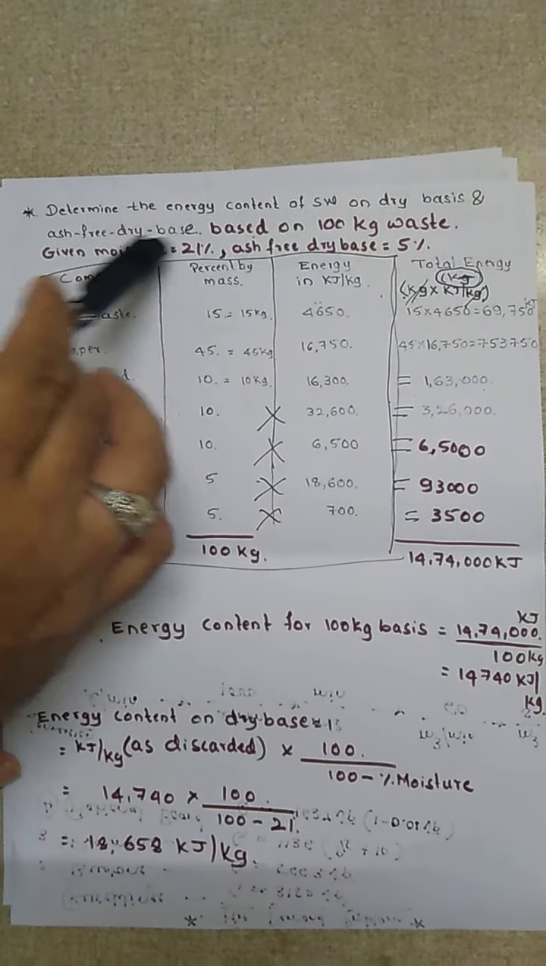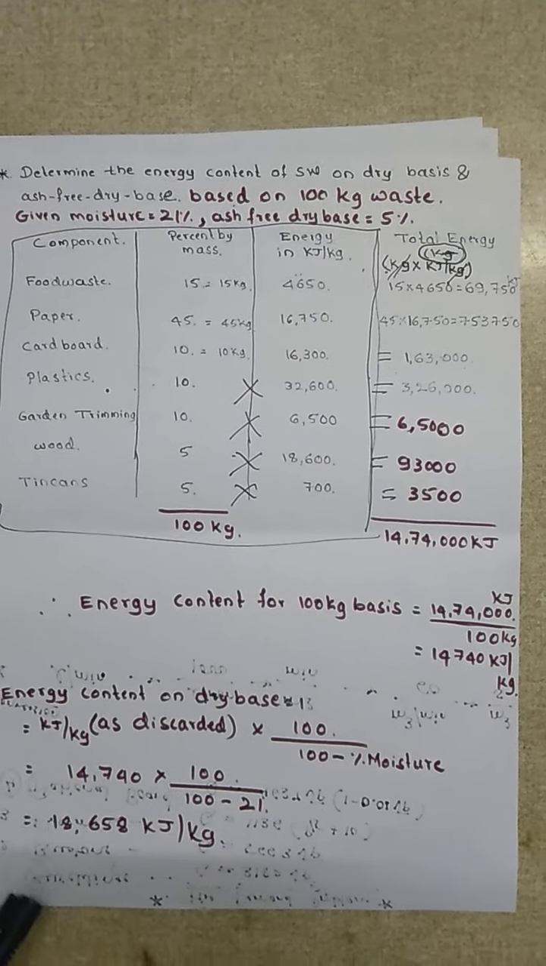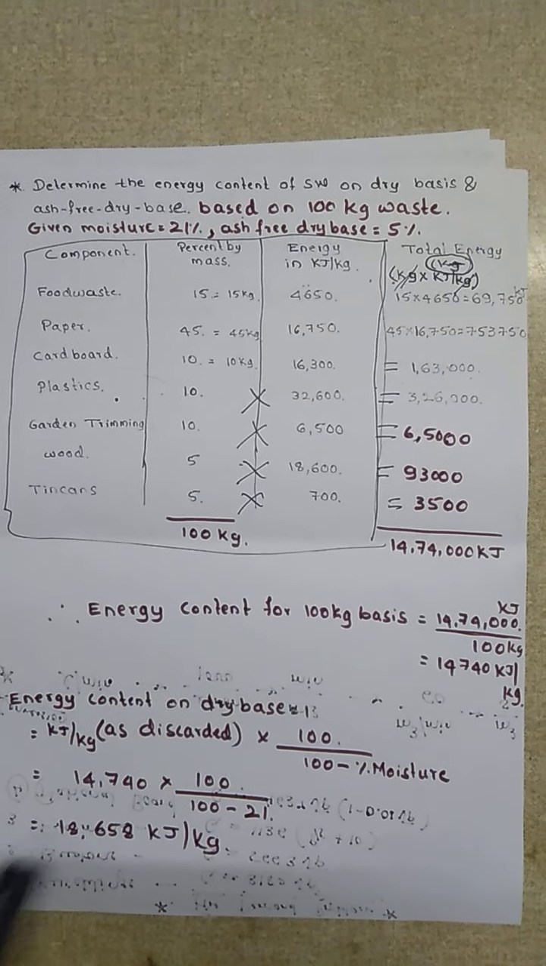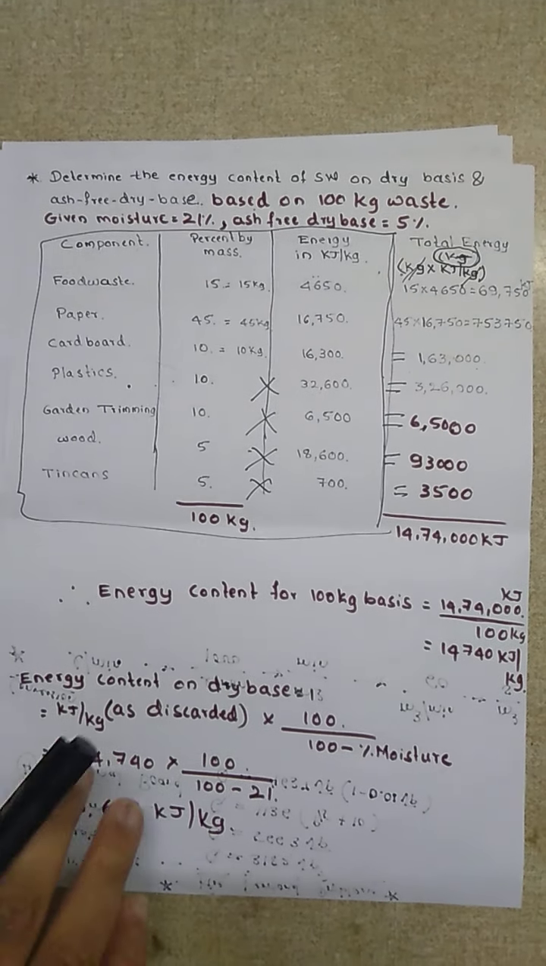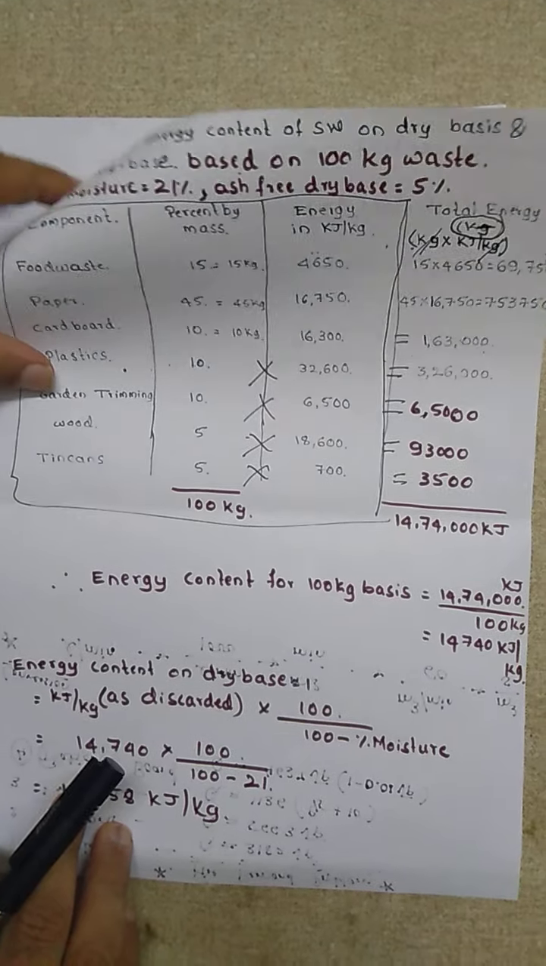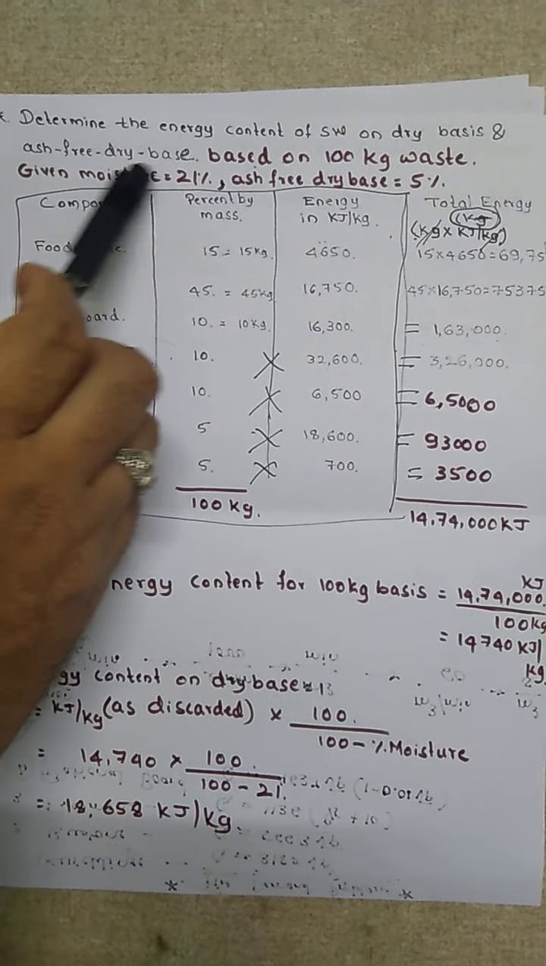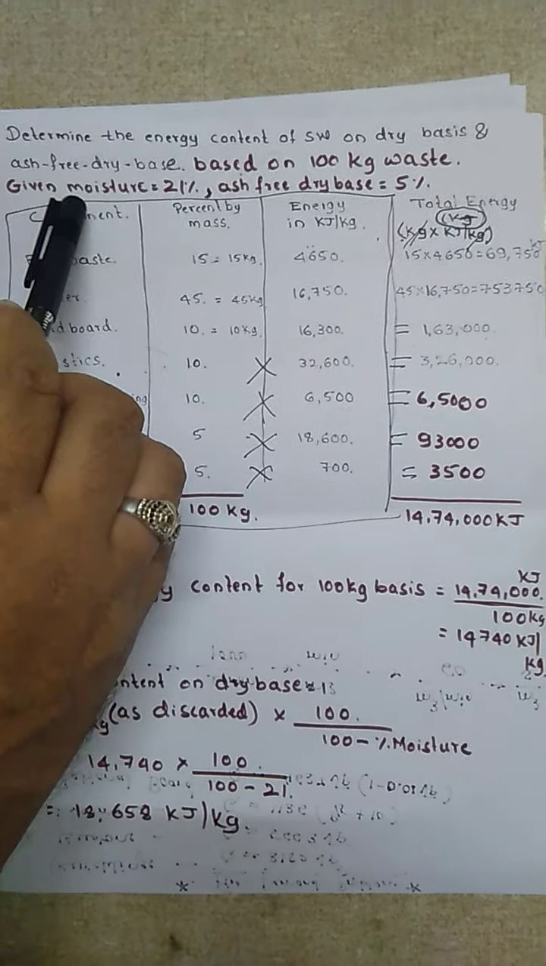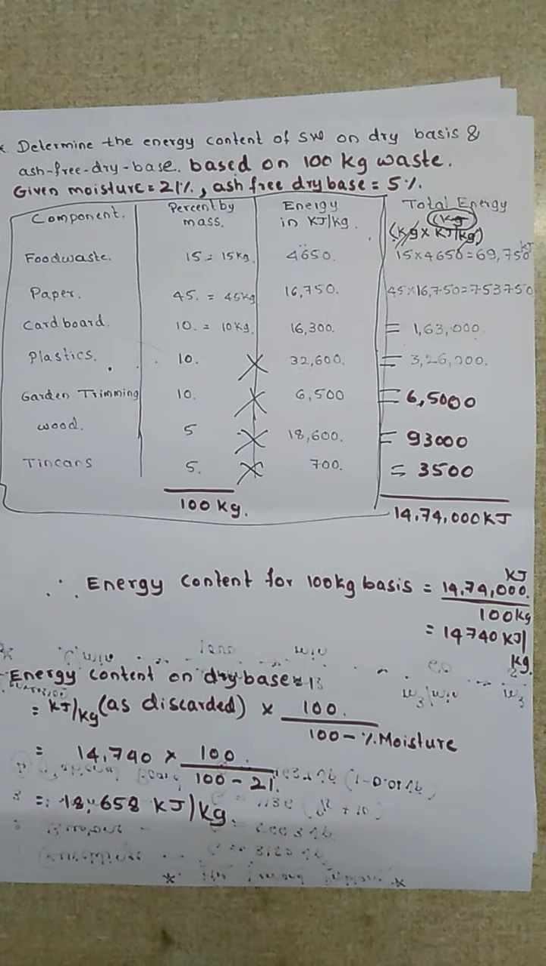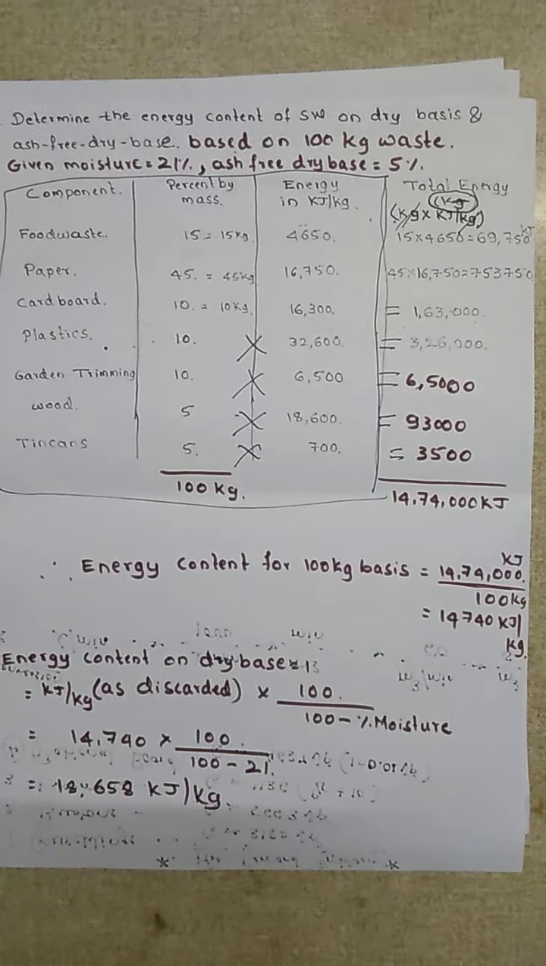Moisture content is given to you, so we are going to deduct that. We are getting the answer as 18,658 kilojoule per kg. Now this is how we have calculated. The first problem is over. Based on 100 kg base, find out the energy on dry basis is over.